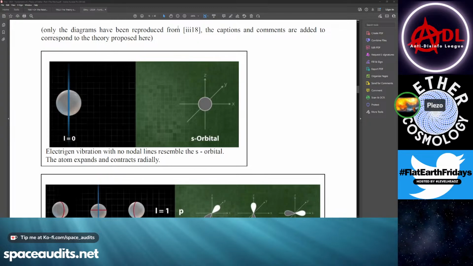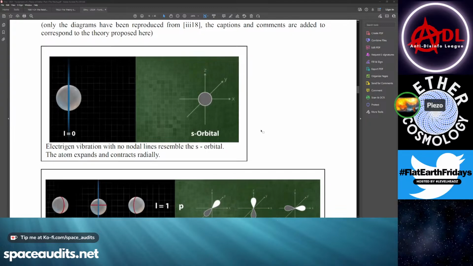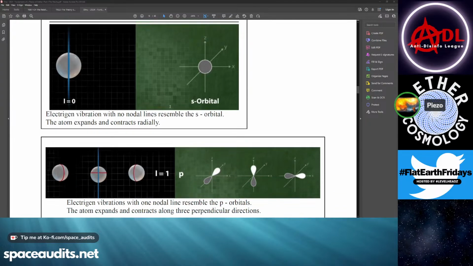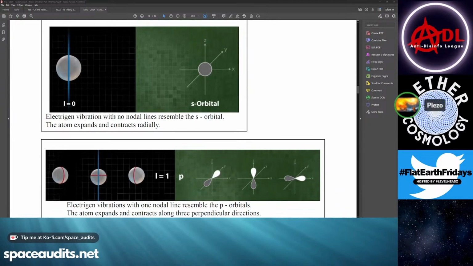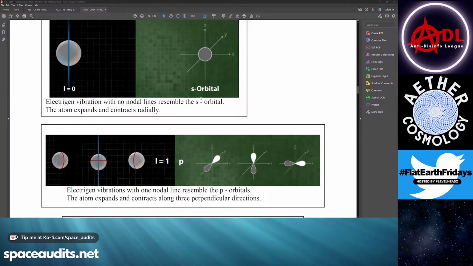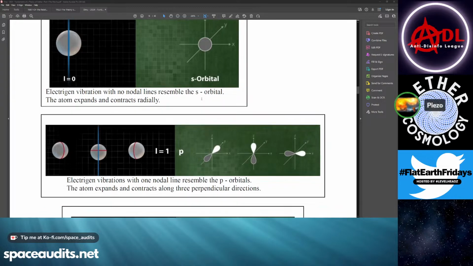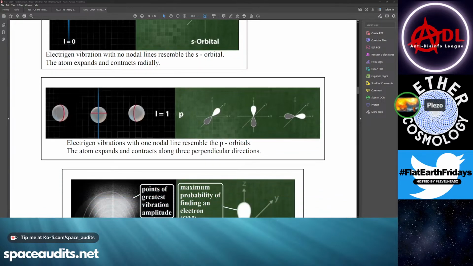Only the diagrams have been reproduced from 318. The captions and comments are added to correspond to the theory proposed here. Electrogen vibration with no nodal lines resembles the s orbital. The atom expands and contracts radially. Electrogen vibrations with one nodal line represent the p orbitals. The atom expands and contracts along 3 perpendicular directions.